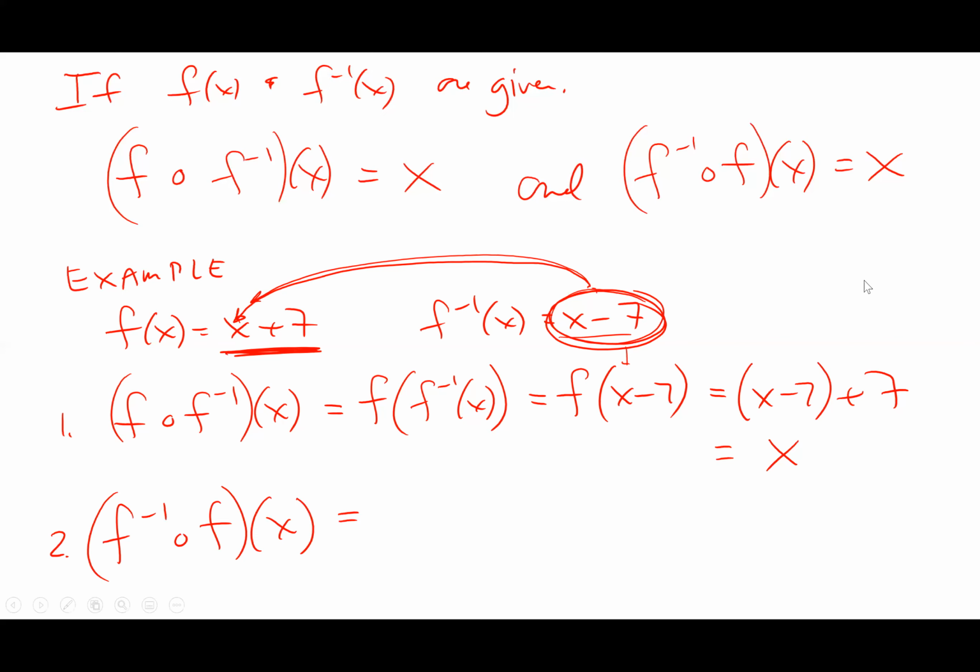Now here, the first one was the f function undoing the inverse function. Here, the inverse function is undoing the f function. So can you guys do that one? And again, it has to be x. I'll give you guys roughly 32.7 seconds.